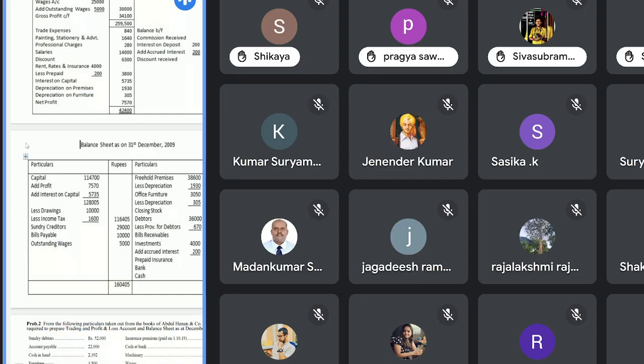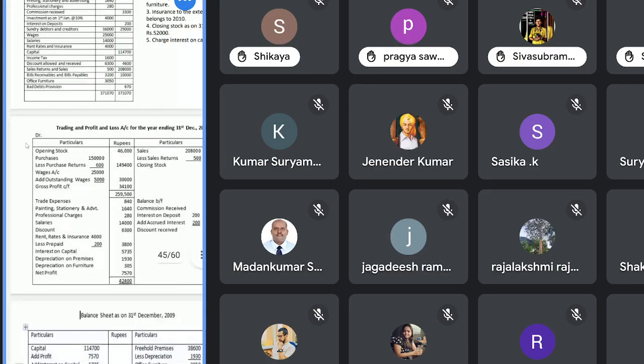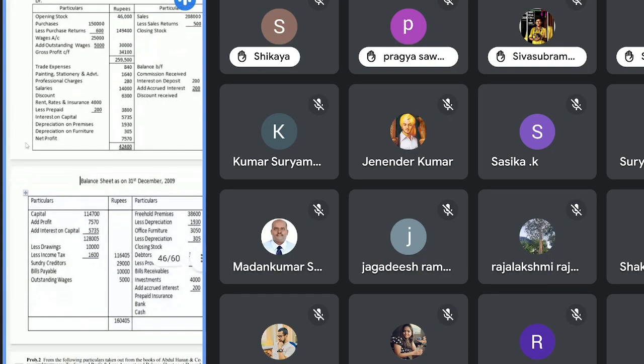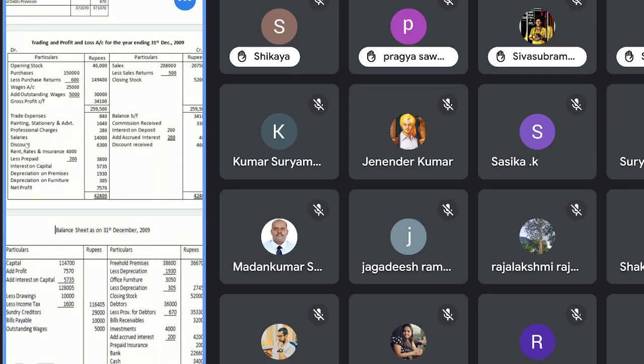Okay. The next one, you have to write current liabilities. What are the current liabilities? Sundry creditors. See your trial balance, sundry creditors is given 29,000. Then bills payable, and then outstanding wages. While you are preparing this statement, you have to keep it in your mind: the items given in your trial balance will be taken in only one place, either in the trading account or profit and loss account or balance sheet. It will be taken only one time, right?